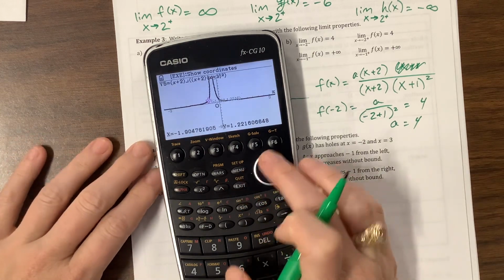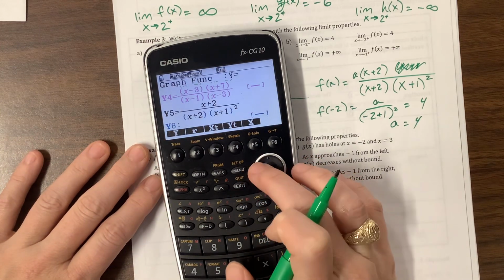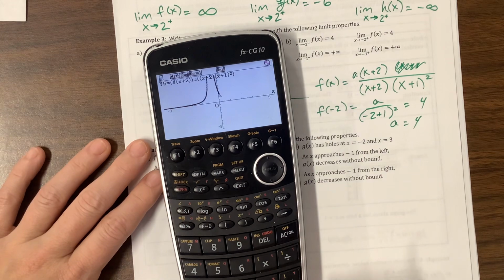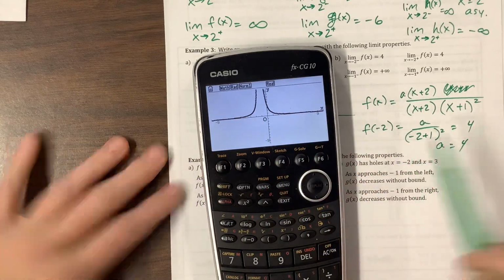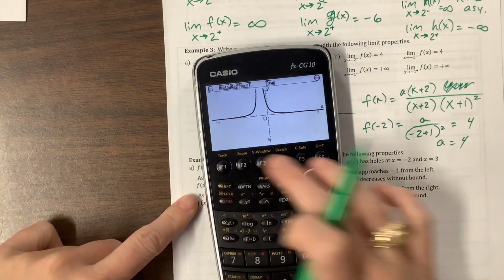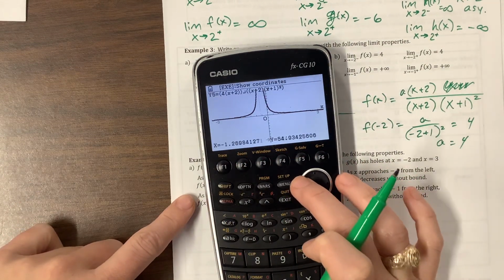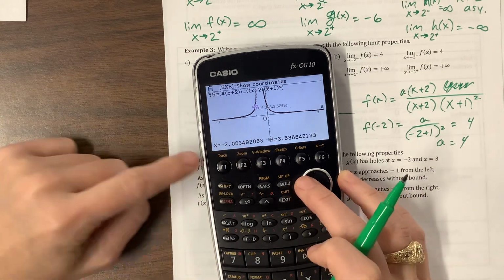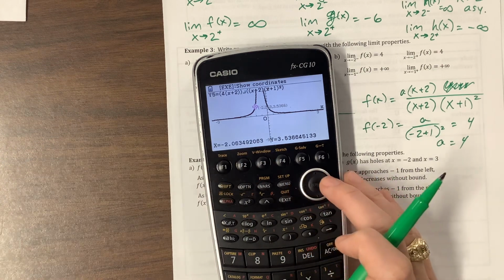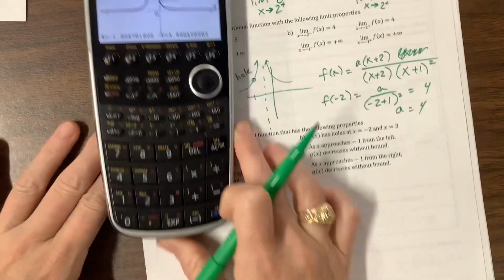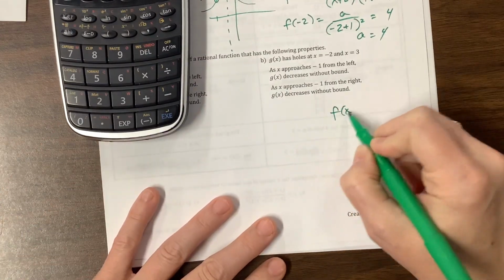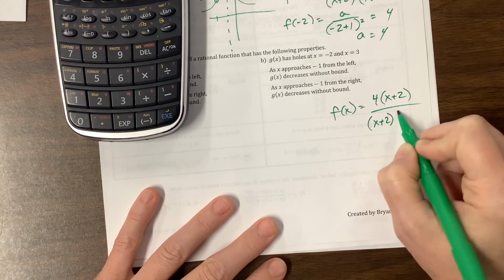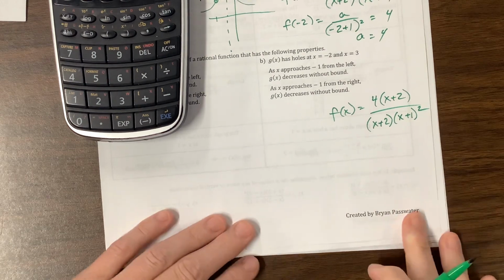So if I exit back out and put 4 times that, we still are doing what we expected as far as going off to positive infinity. When I trace this and get closer and closer to negative 2, I'm a little bit above negative 2, I'm a little bit above 4. I'm a little bit below negative 2, I'm a little bit below positive 4. So this equation ends up being f of x equals 4 times x plus 2 over x plus 2 times x plus 1 quantity squared. This is fun.